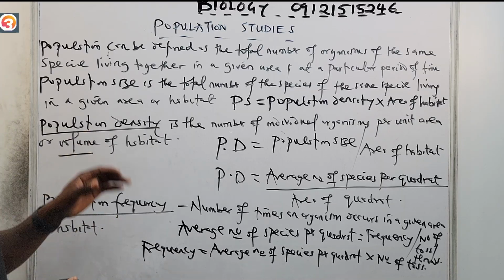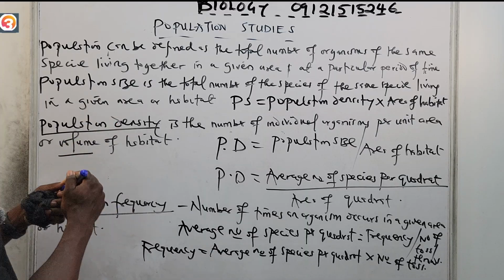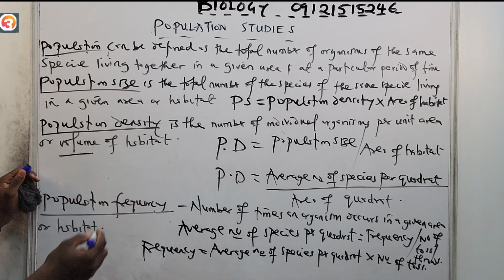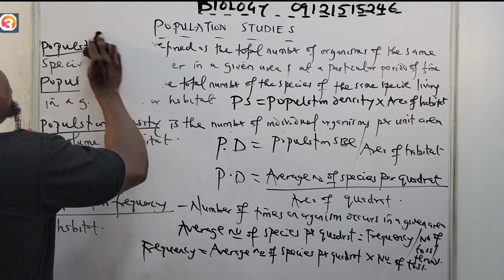So these are the terms I've been seeing so far. I've seen population, I've seen population density, population size. Okay, population size. I've seen population. I also have population dominance. Okay. And what is population dominance?